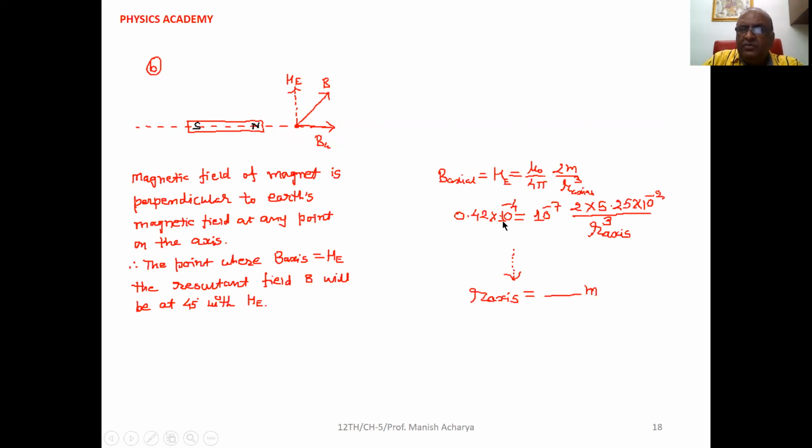So He is 0.42 into 10 raised to minus 4, mu 0 upon 4 pi is 10 raised to minus 7, 2m that is 5.25 into 10 raised to minus 2, upon r axial cube. Solve this and calculate r axial, meaning at this many meters from the center of the magnet on the axis, the resultant magnetic field will be exactly at 45° with Earth's horizontal field. Clear to all of you?